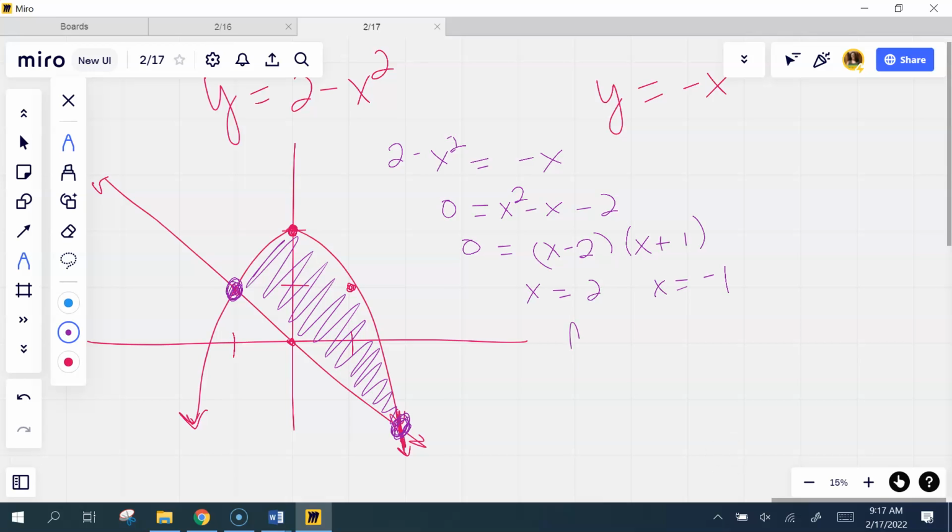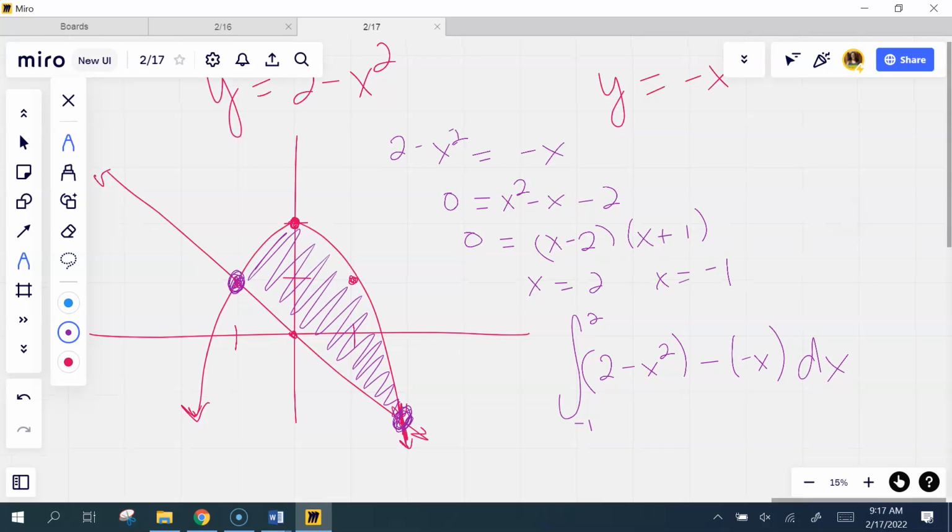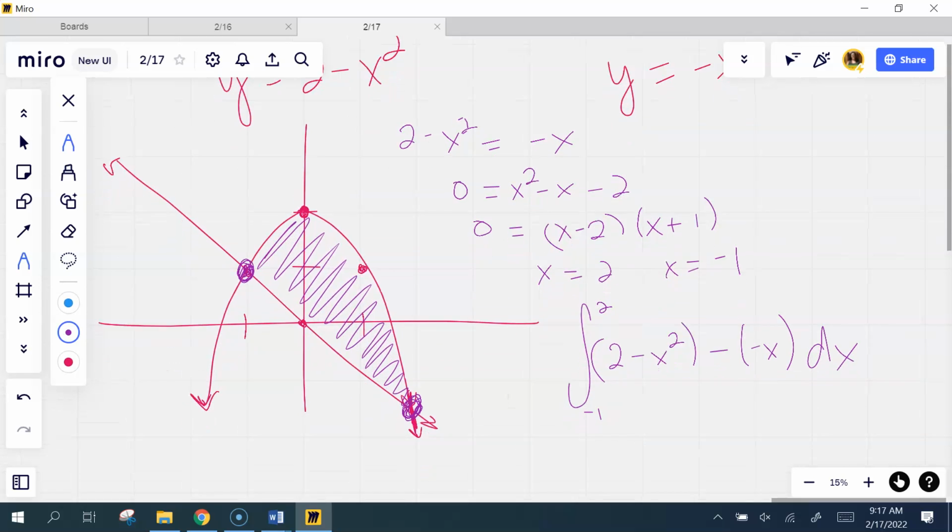So I'm looking for the integral from -1 to 2 of the top curve minus the bottom curve. I just wanted to show you that I'm still doing top minus bottom. Things haven't gotten funky yet. If you get confused, think about what it is that you're finding and shade it.